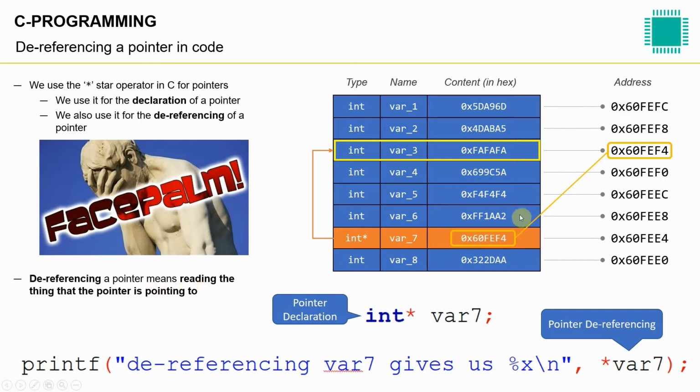So dereferencing a pointer means reading the thing that the pointer is pointing to. Now in this case, the pointer var7 is pointing to var3, and when I'm dereferencing the pointer var7, I am going to get whatever is inside var3, which is 0xFA. Okay, and that's all there is to it really. Now, as I said, if we dereference var7, we will effectively read var3. Let me show you how to do this in code now.